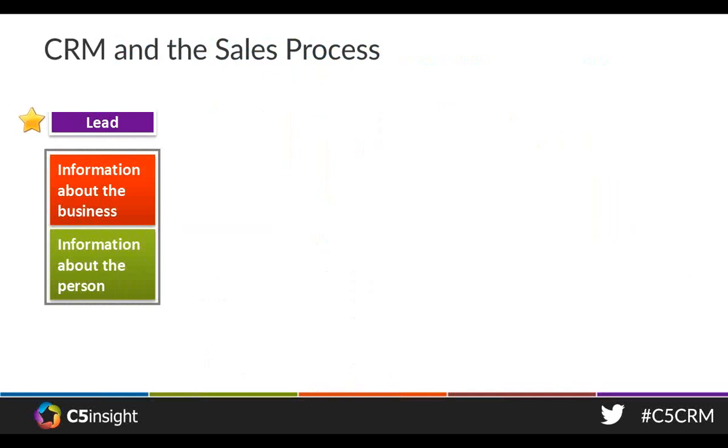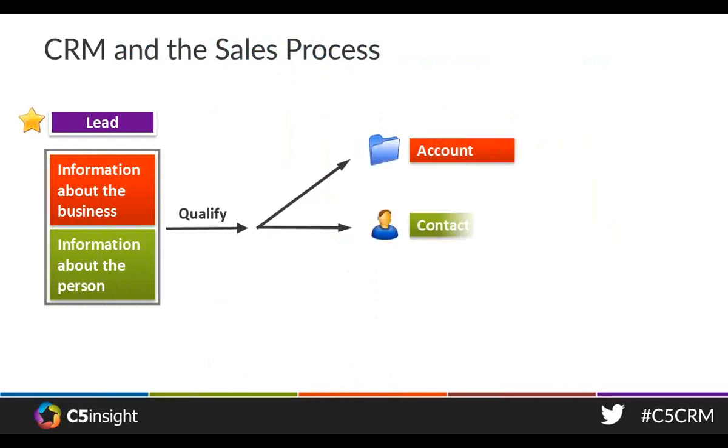Or you might find it's someone looking for an internship or doing some other basic information gathering. On the other hand, you might find it's a highly qualified lead, and in that case, you want to qualify it and you want to convert it. And what you'll convert it into is 1 or more of these 3 types of records.